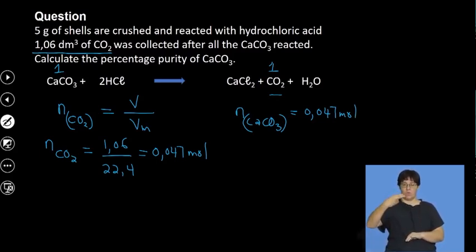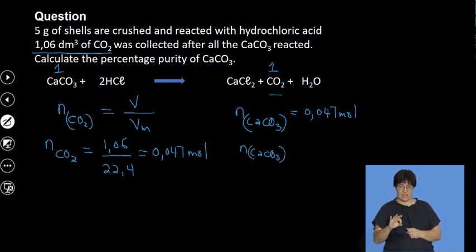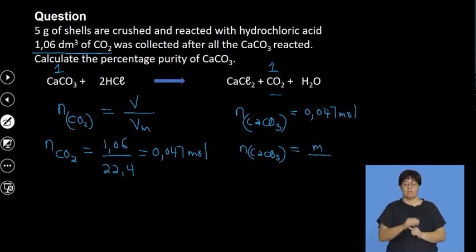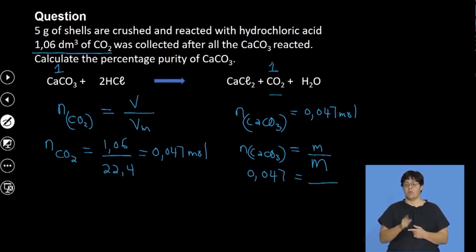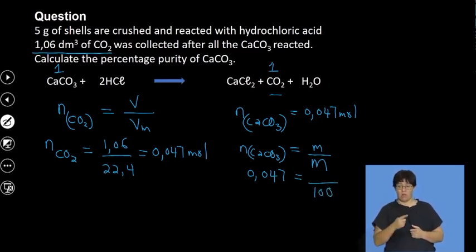Now, what's the mass of 0.047 moles of calcium carbonate? We know that the moles of calcium carbonate equals the mass over the molar mass. So we have 0.047, and the molar mass of calcium carbonate is 100 grams per mole. You can verify that on the calculator.